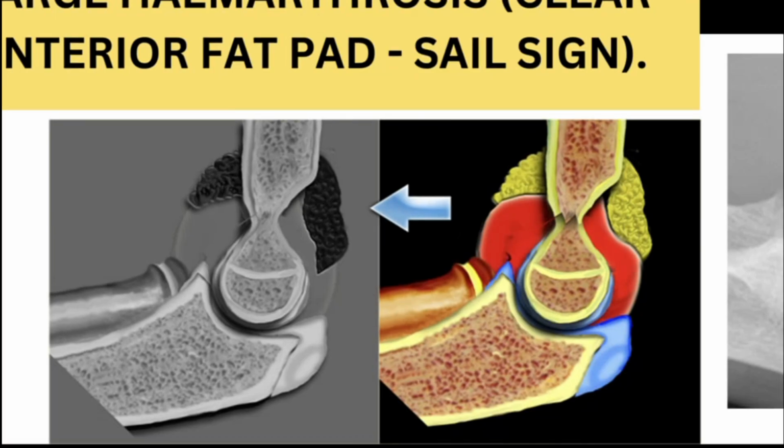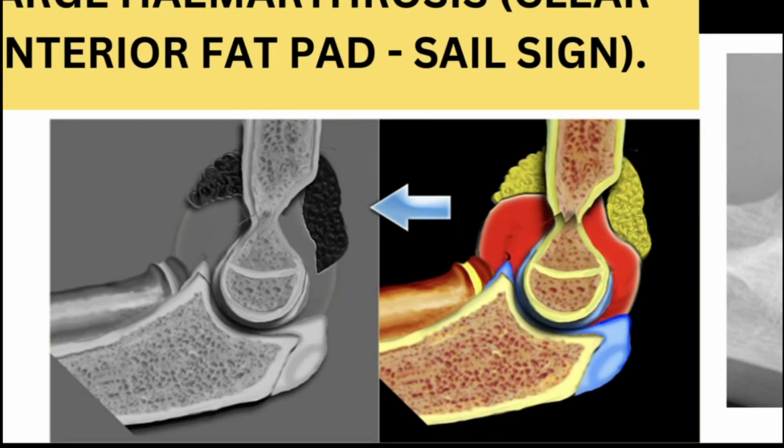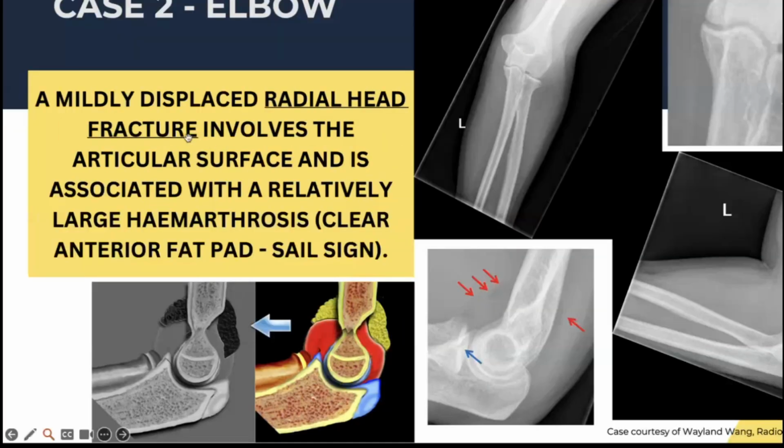And so as Abigail already said, if you have that sign there, then do suspect an occult fracture, as these radial head fractures can be very, very subtle sometimes. Yeah, very subtle. Sometimes I miss them.